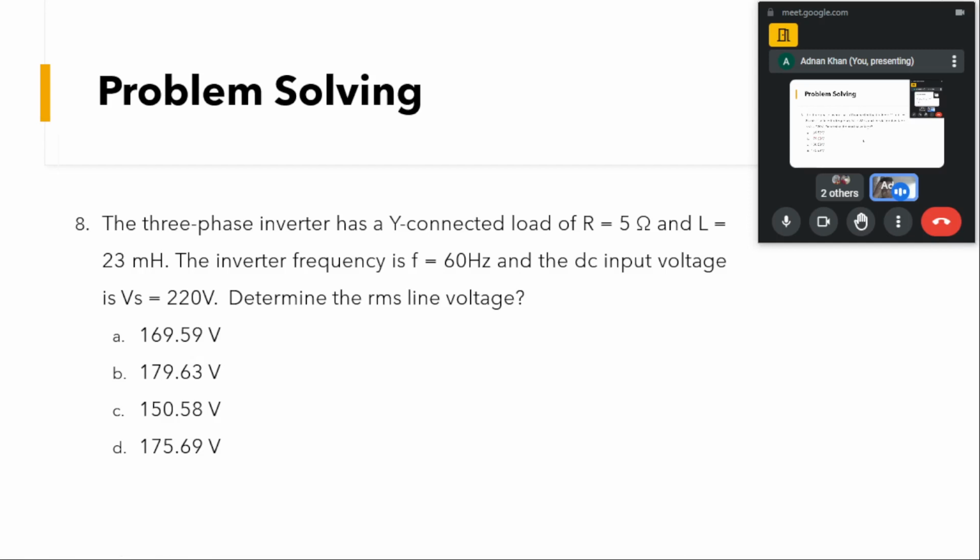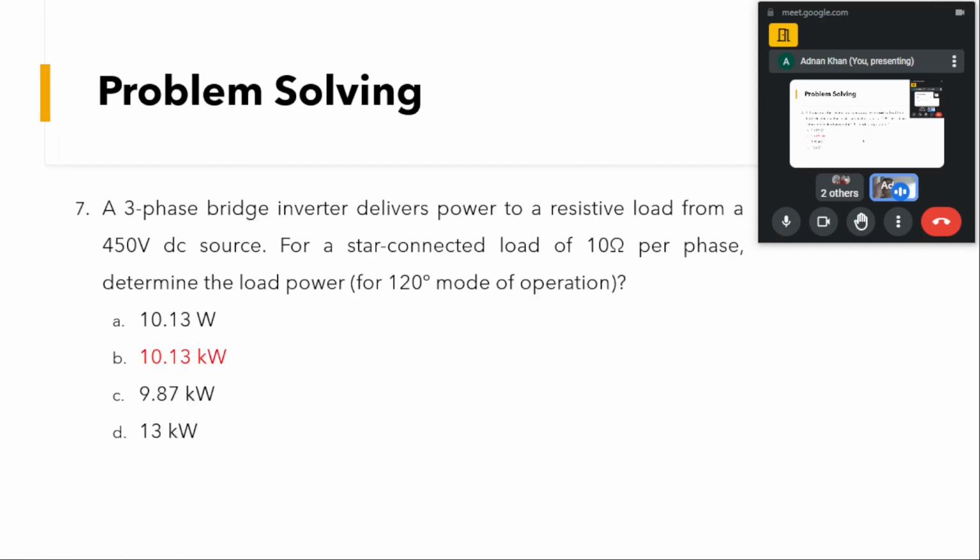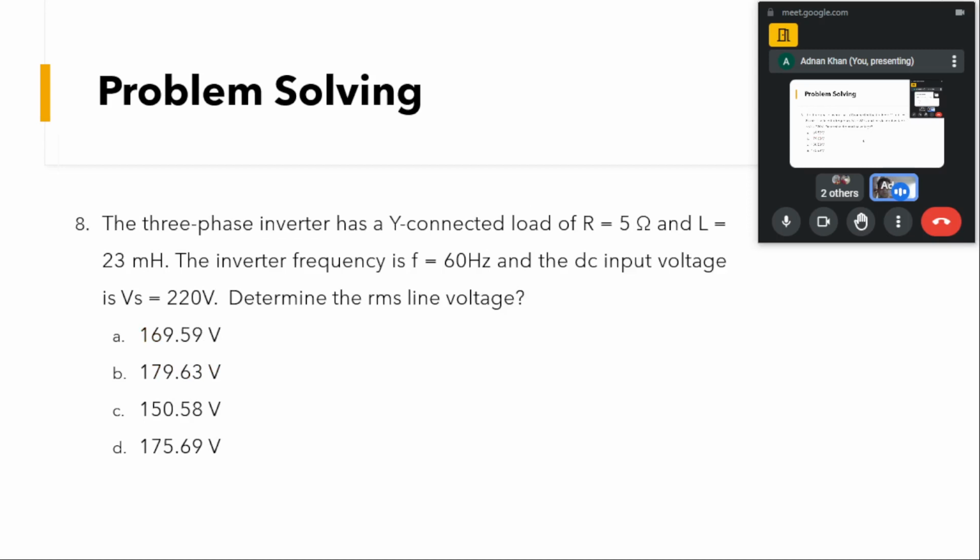For each question you have to approach it based on what is needed. If you have to calculate the power, you need to calculate the phase voltage, and the current or RMS current from the phase voltage, and then you can calculate all the other things.